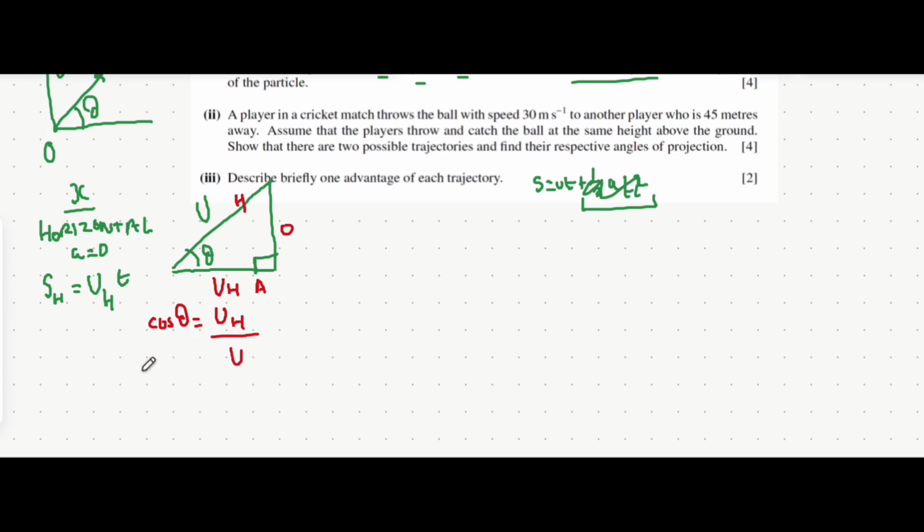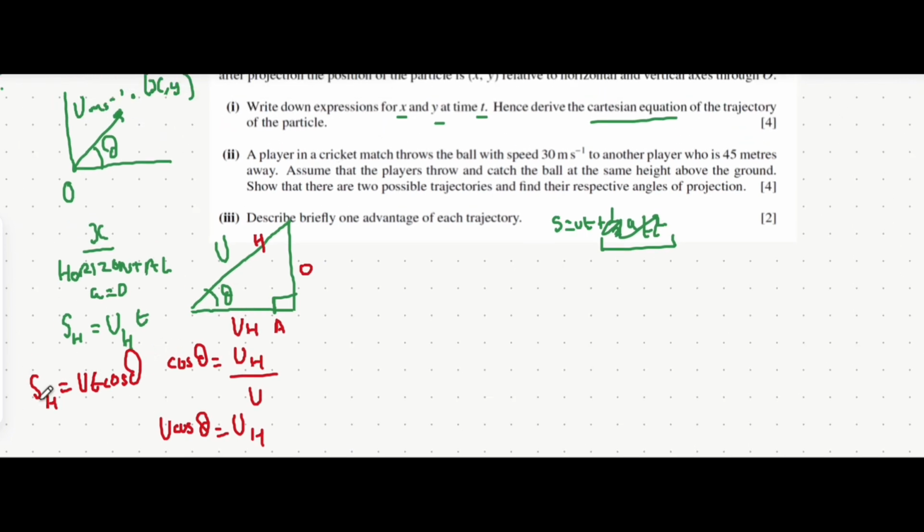From here, you can multiply both sides by u to get that u cos theta is equal to the horizontal component of the initial velocity, uh. And from there, we can say that the horizontal distance that's traveled is u cos theta multiplied by t, or ut cos theta. That's as far as we can go for now, and because this is the horizontal displacement and it wants it as x, we can just replace this with x to make it even easier. That's the equation for x.